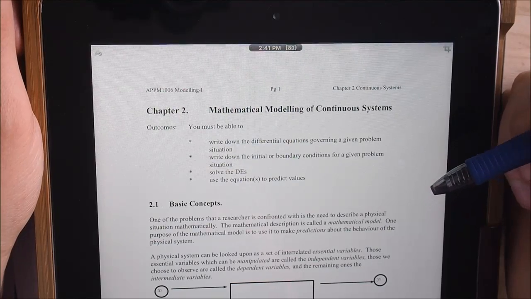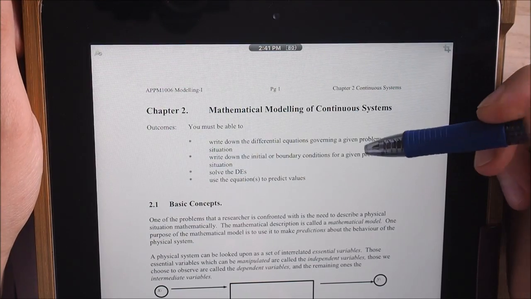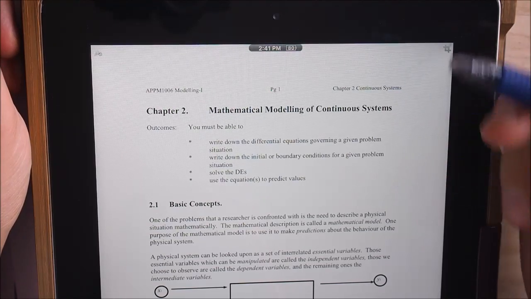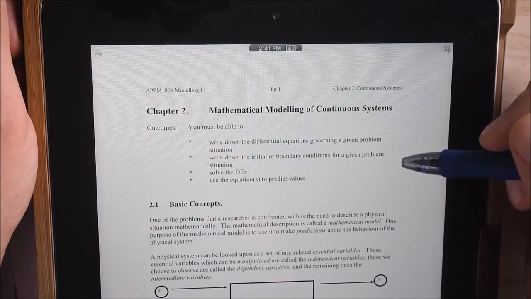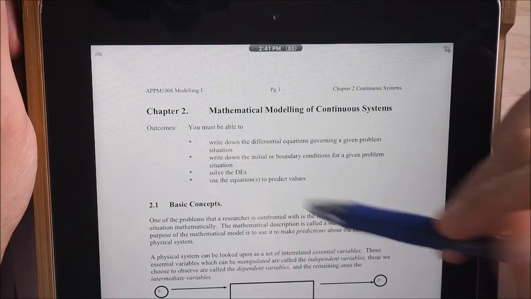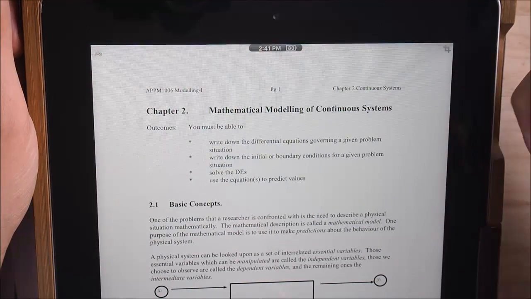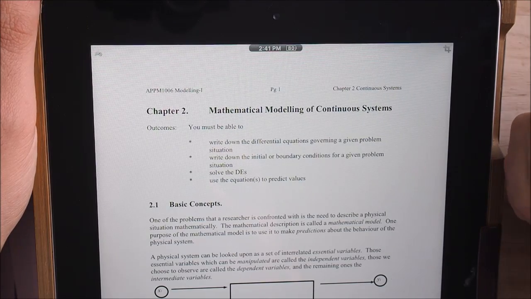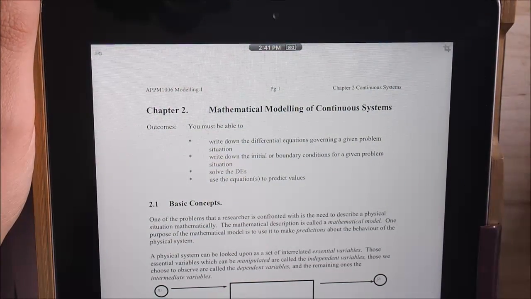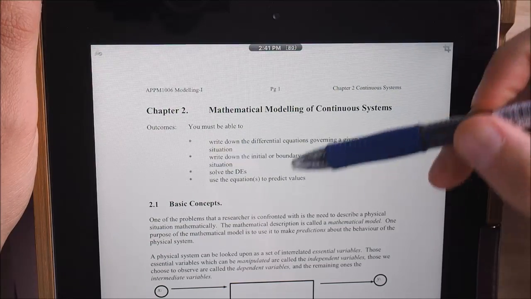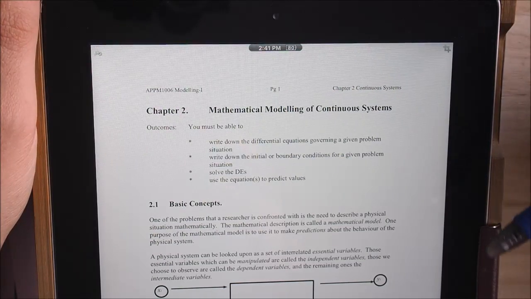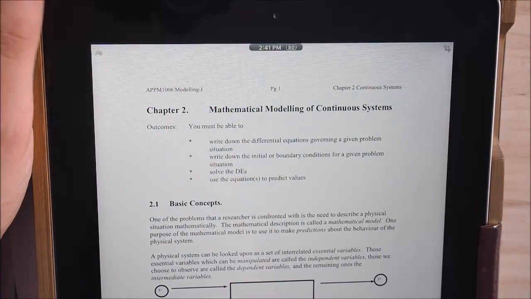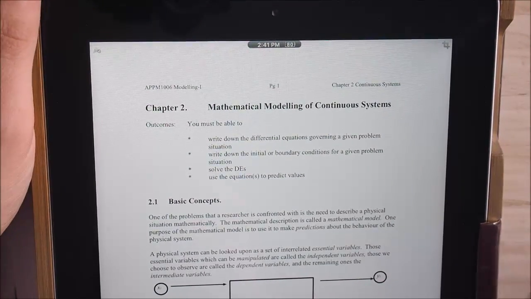Some initial boundary conditions for the problem, so based on where the system is initially and what velocity, for example, is it initially set to, that'll be an initial condition. And then finally how to solve the DEs, which we looked at a lot more in the first chapter, and then use the equations to predict values. So we were not necessarily trying to predict values, but we're trying to capture the dynamics of a specific system.